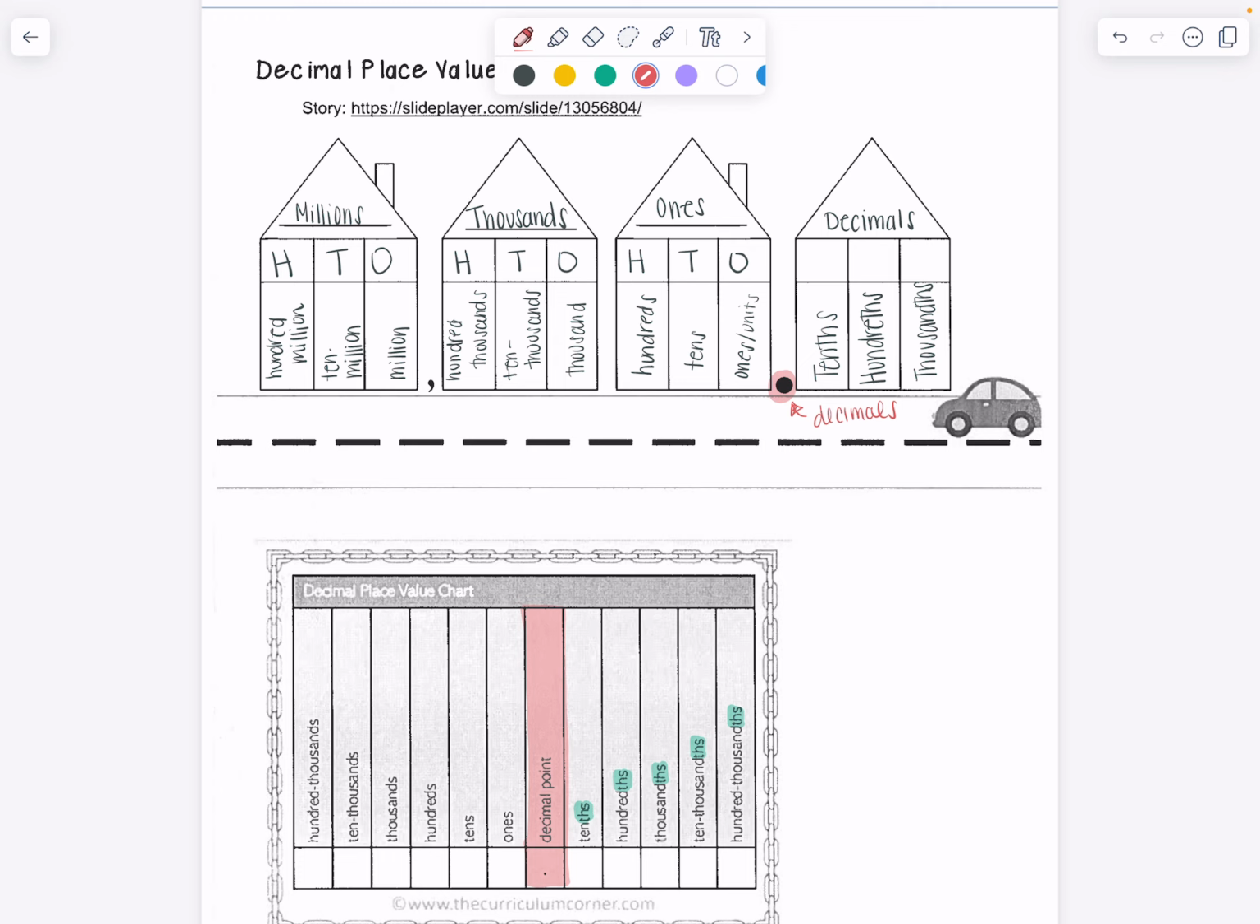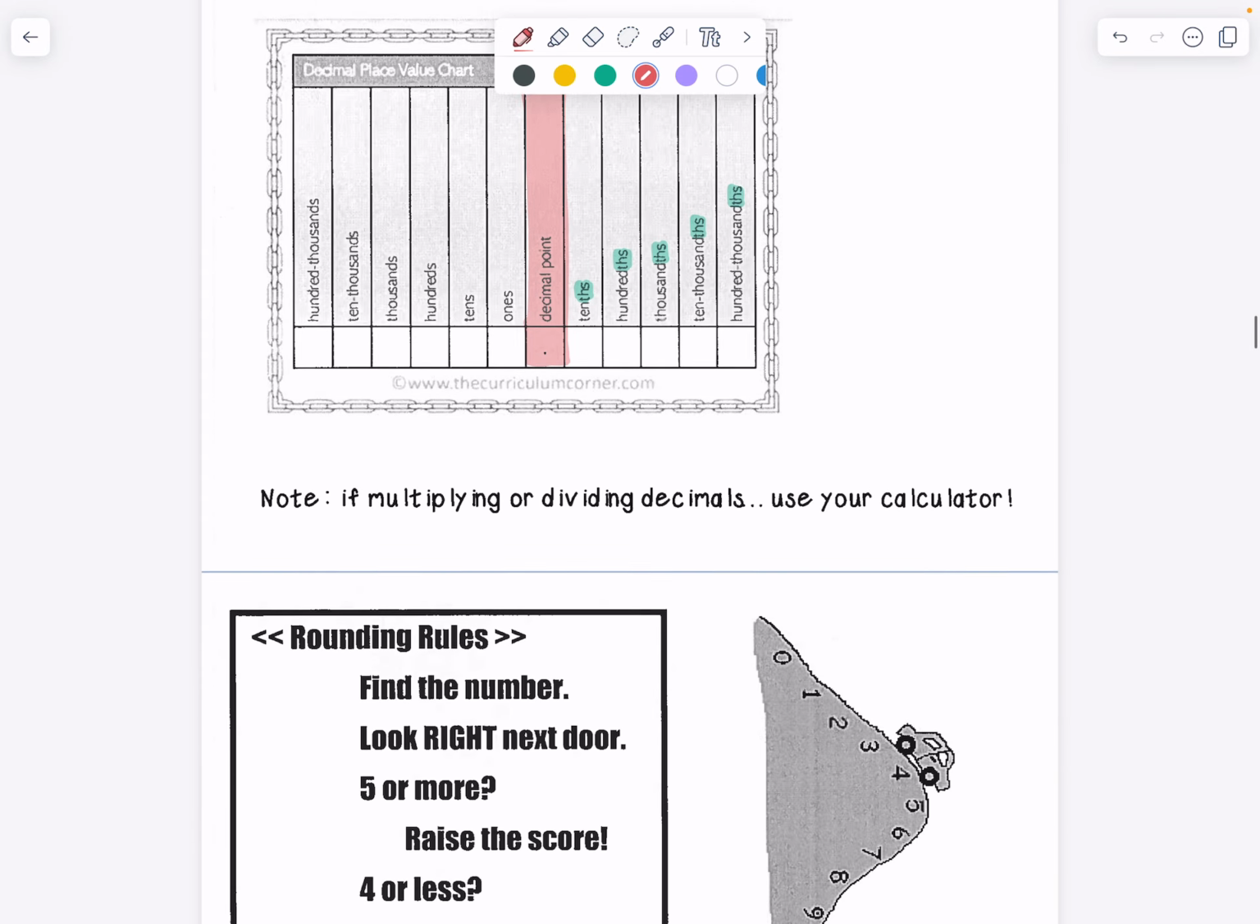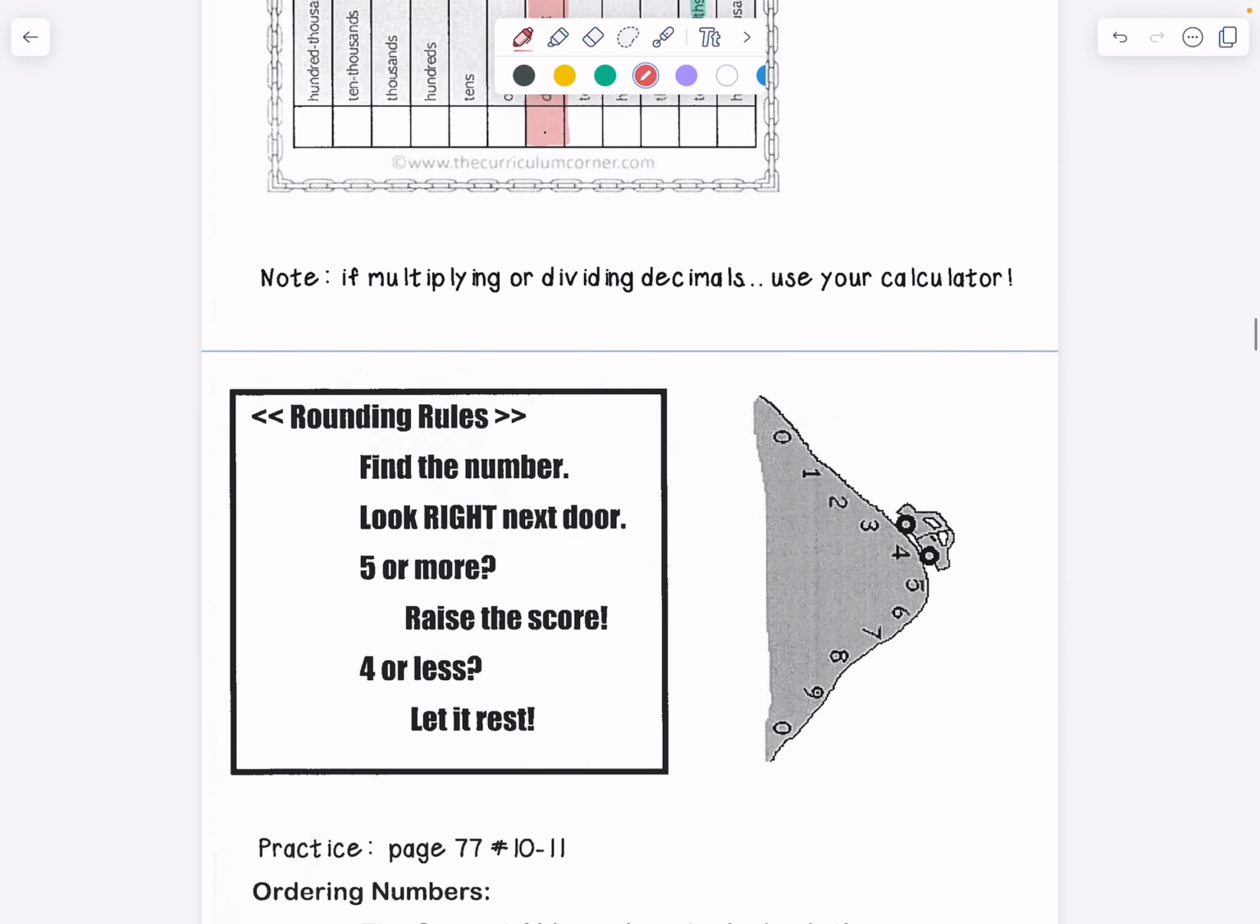The big thing that you're going to need this for is in word problems, the questions may say round to the nearest tenth. And you need to know that the nearest tenth is going to be 1 decimal place. So with that being said, if you're multiplying or dividing decimals, the easiest thing to do is just to type it into your calculator.